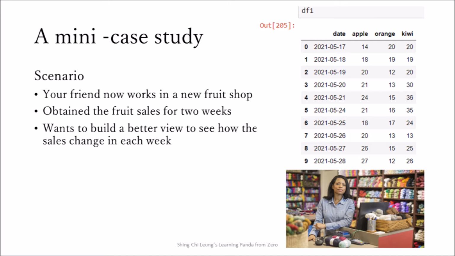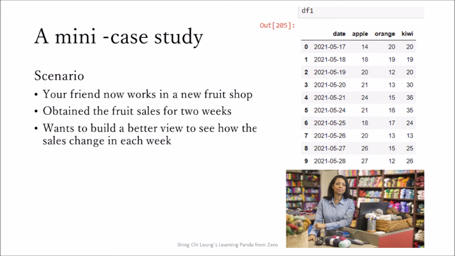To make the application more interesting, this time we will present a mini case study. Let's assume your dear friend this time works in a new fruit shop. If you recall chapter 10, your friend was still working in a survey bureau. Now it is changed again. This time your friend collects the fruit sales data, which is shown on the right hand side. It contains the date and the amount of fruit, namely apples, orange and kiwi, sold in each day. Your friend knows that you're learning the pivot table. So your friend wants to know how to use them to make these data easier to visualize.